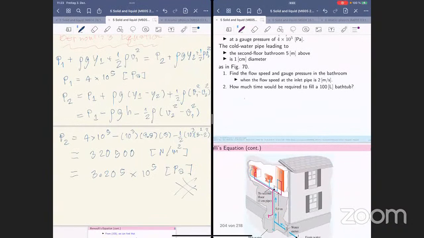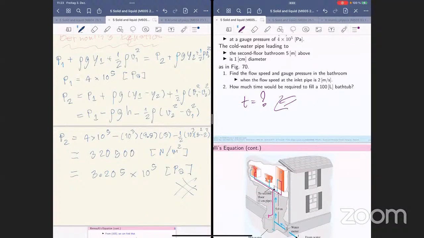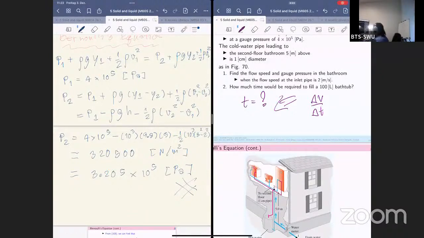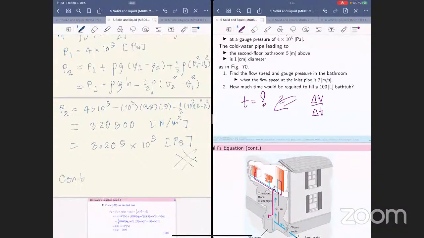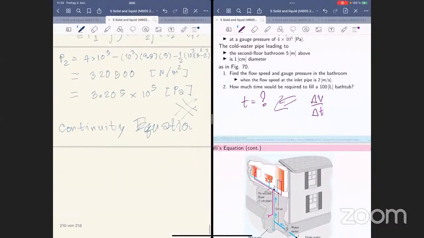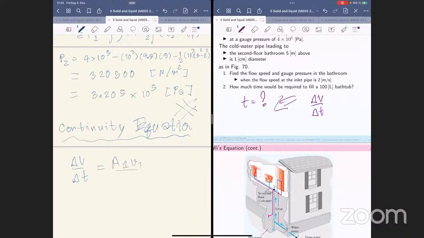This question asks you about time, which means you have to deal with the water flow rate in terms of volume, because they ask you about 100 liter of water, so it's delta V by delta T, right? And as you know from the continuity equation, let's get back to the continuity equation again. You know that delta V by delta T equals A1 V1, which equals A2 V2, right?